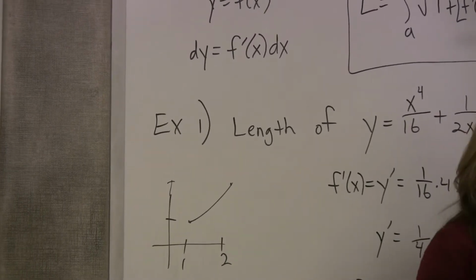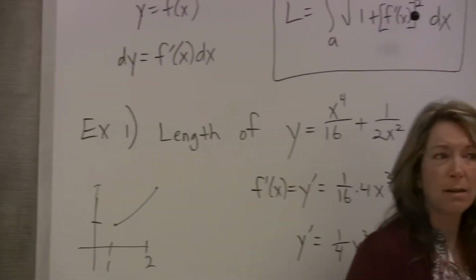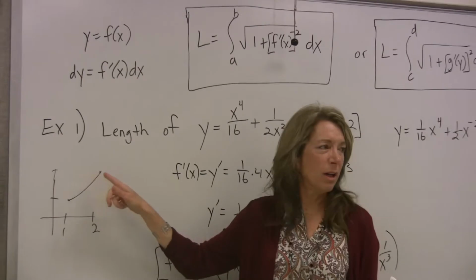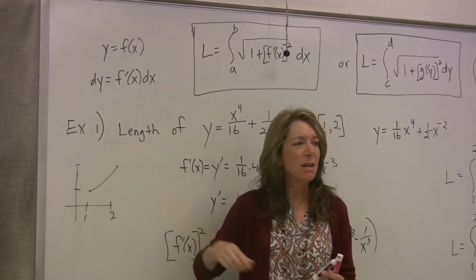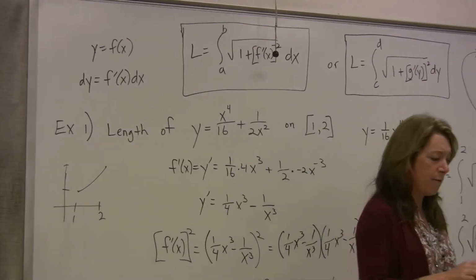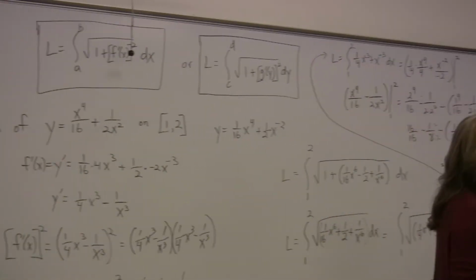If my answer had been 75, I would have been a little worried, because this is not anywhere near 75 in terms of the distances here. So it kind of helps to have a little visual of the graph to make sure that the answer makes sense.